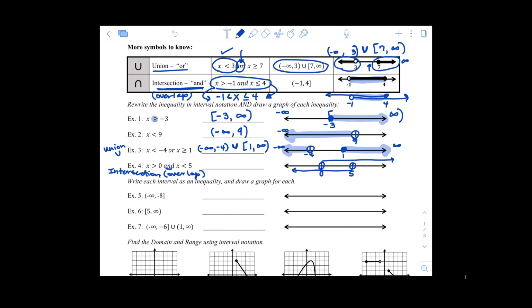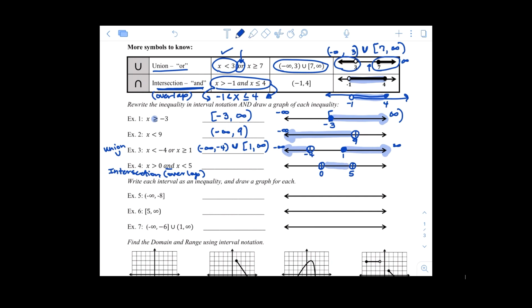So where are all the values where X is greater than 0, and at the same time, X is also less than 5? It's the overlap of the shading. So it's everything caught in the middle. That would be what your graph would look like.